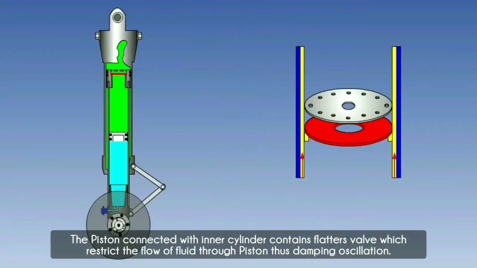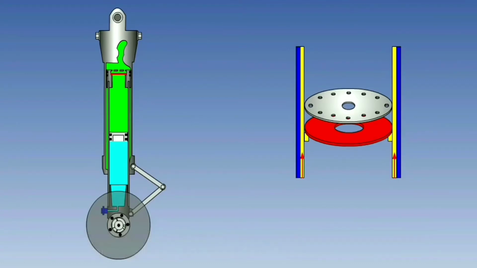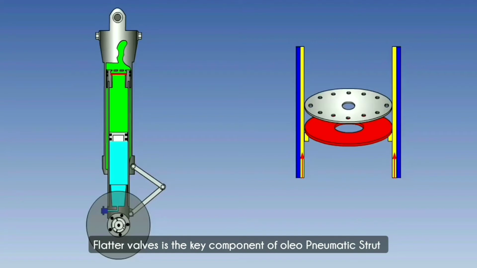The piston connected with the inner cylinder contains a flutter valve, which restricts the flow of fluid through the piston, thus damping oscillation. The flutter valve is a key component of the oleo-pneumatic strut.